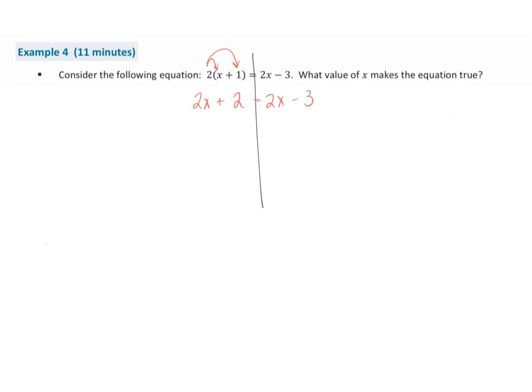I'm going to try to get my x's on one side, my numbers on the other side. So I'm just going to move this 2x to this side. And you'll notice something very interesting here. The x's completely cancel out. So all I'm left with is this. 2 equals negative 3. Now, does 2 equal negative 3? Absolutely not. 2 is never going to equal negative 3. So what does this mean for us? This means that there's no solution.